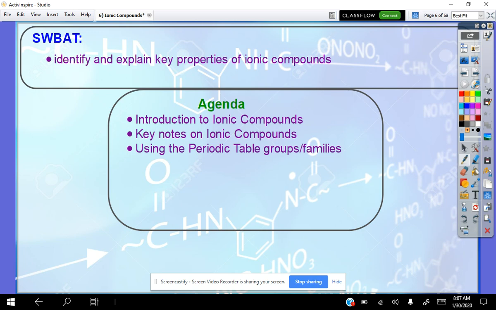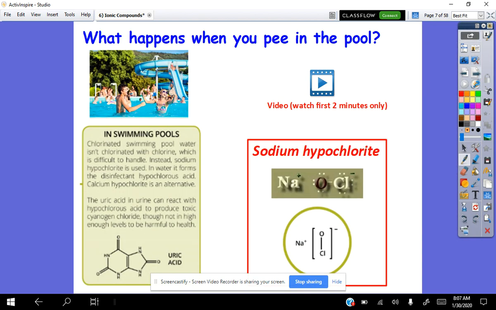Hello, welcome to this lesson on the key properties of ionic compounds. We're going to talk about ionic compounds and the types of bonds that they form. We're also going to look at some of their properties and then how to identify them using the periodic table groups and families.